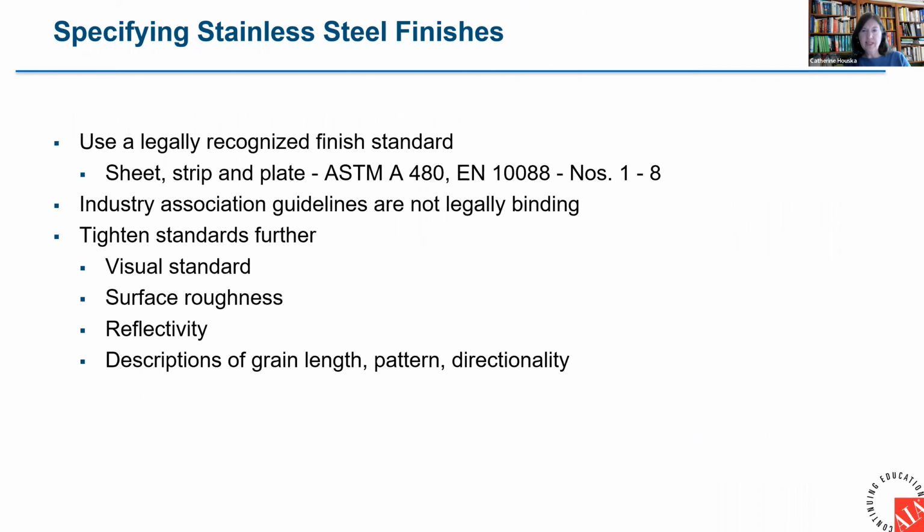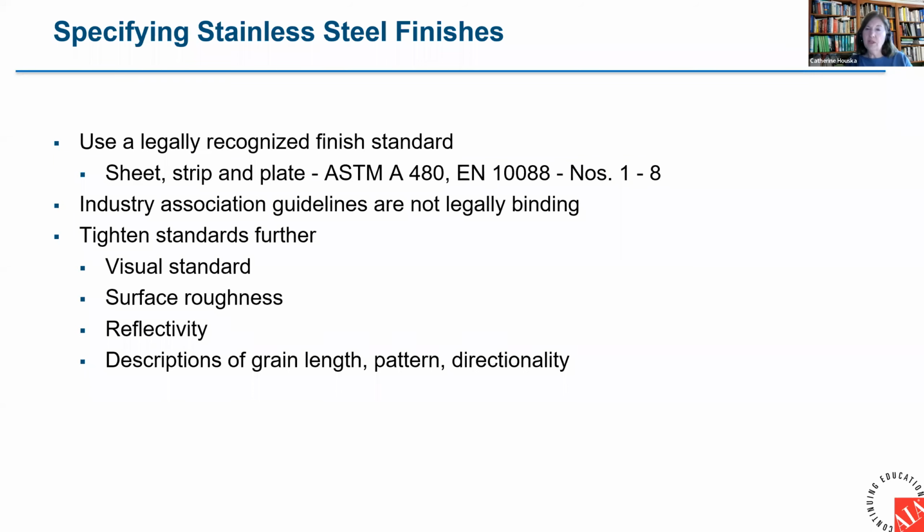So as we are specifying stainless steel finishes, please use a legally recognized finish standard, whether it's an ASTM standard or EN or JIS, wherever in the world you happen to be working. Do not treat the industry association guidelines like standards. I so often see them called out in project specifications. They are not legally binding. They are general descriptions. So you have to create a tighter standard to get what you want.